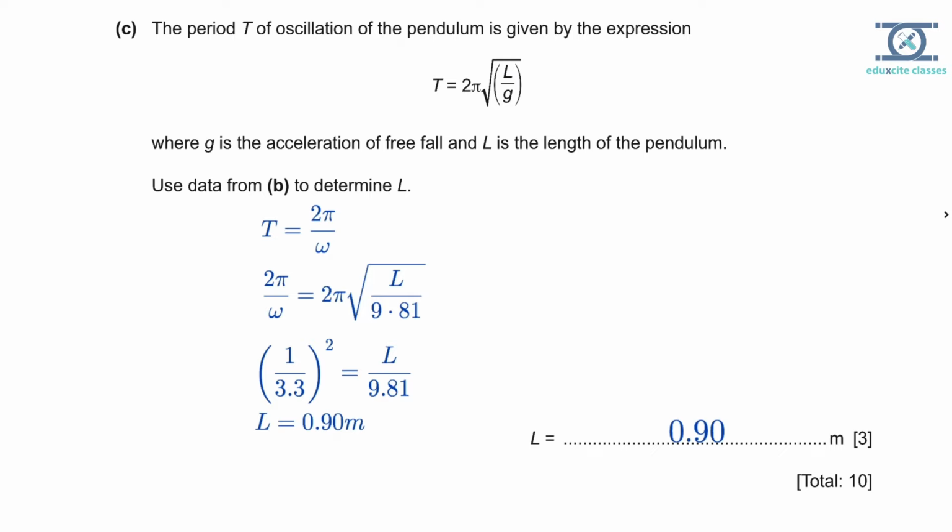The time period t of the oscillation of the pendulum is given by the expression t equals 2 pi under root L by g. We have to determine the value of L.